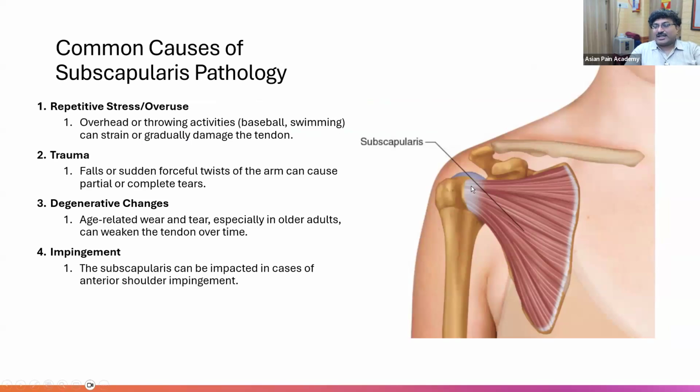So what pathologies might happen in the subscapularis? Same as the supraspinatus. Can anyone tell what the common pathologies of the supraspinatus are that we have seen? Sir, calcific tendinitis. One is calcific tendinitis, one is normal tendinitis without calcification. Next, bursitis, if there is any bursa. Here we have the subcoracoid bursa, so here we can have subcoracoid bursitis. Any other pathology you can think of? Tear. Yes, partial or complete tear.